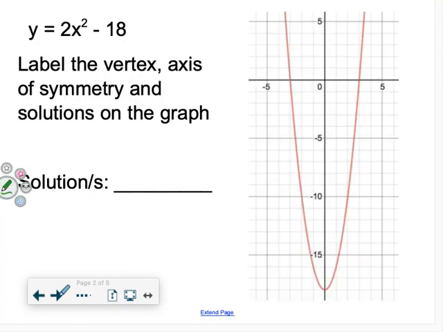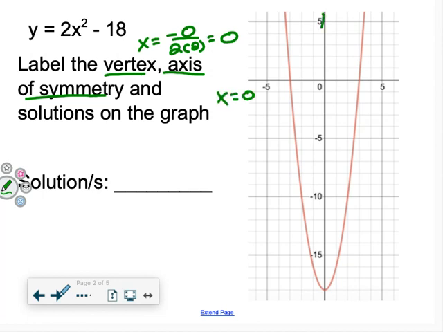So looking at this one, we again take this equation here, y equals 2x squared minus 18. Notice it wants us to label the vertex and axis of symmetry. Well, we have to find those first. So I'm going to do x equals negative b over 2a. In this case, we don't have a b. 0 divided by anything is 0. So our axis of symmetry is this line, x equals 0.